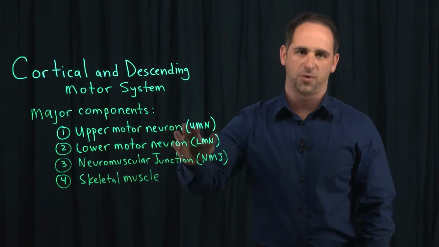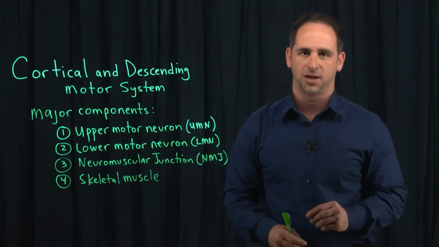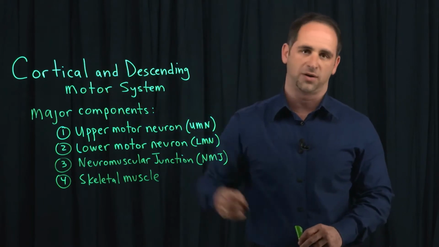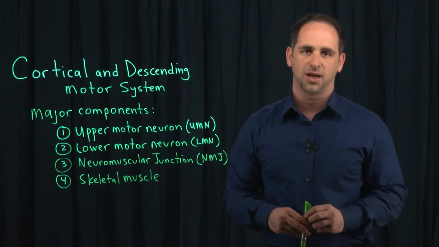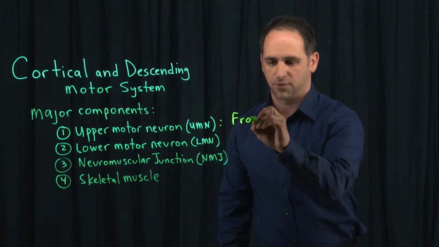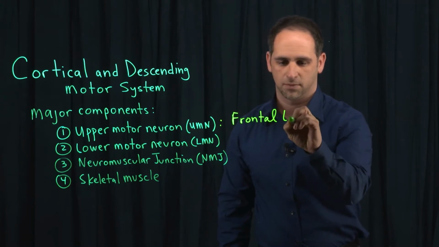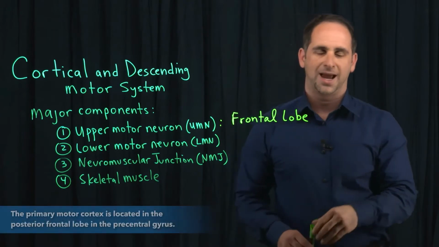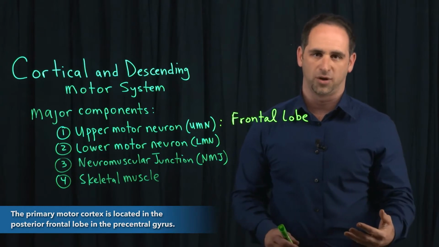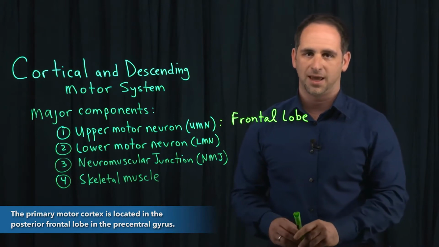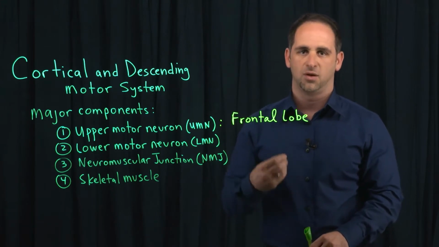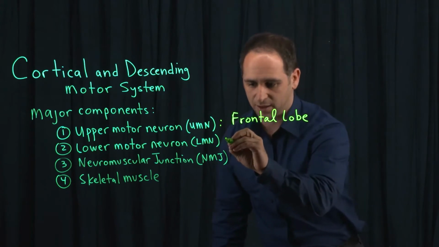So let's start with the upper motor neuron, which is the first part of the pathway, and that is located in the cerebral cortex, which is where the cortical part of the name comes from, and that's specifically located in the frontal lobe. So we'll write that in here, the frontal lobe. And that upper motor neuron has to descend down and contact the lower motor neuron, which is the second neuron in the pathway. And that lower motor neuron is going to be found in two locations, either the brain stem or the spinal cord. So we'll write that in here.